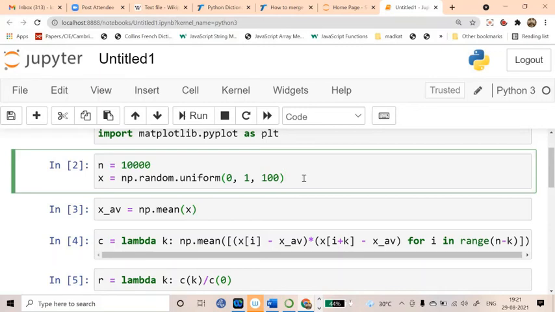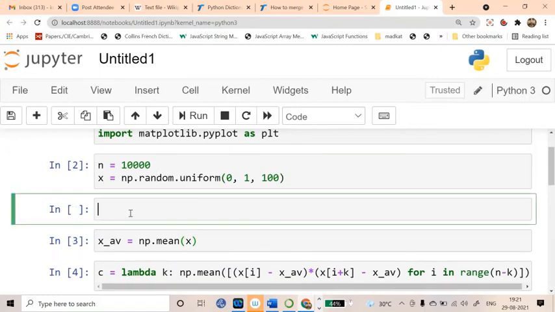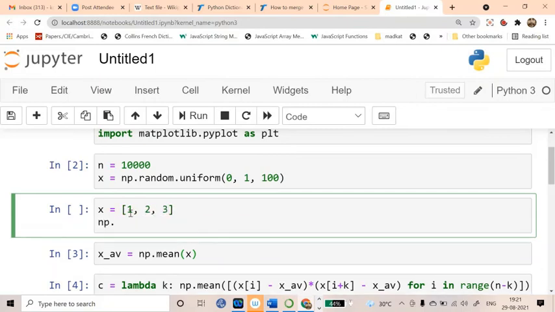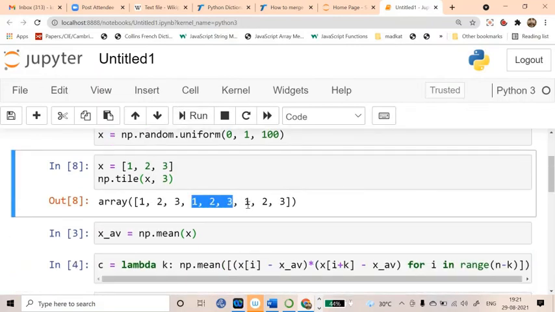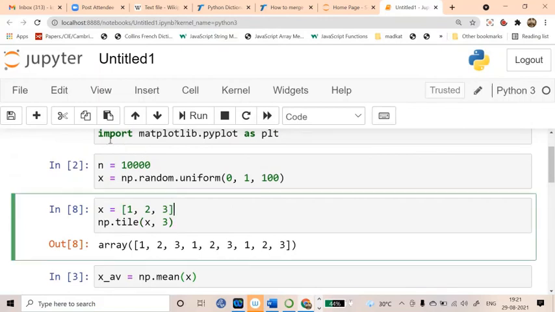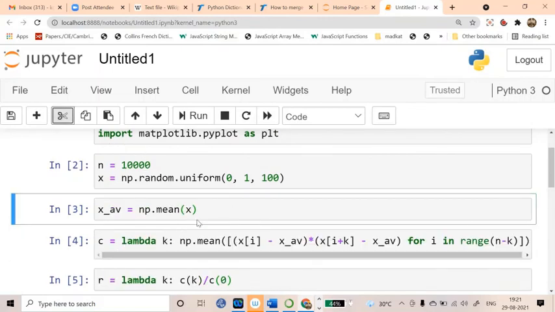There is a function called tile. Let me show you. Suppose x is 1, 2, 3, and if you write np dot tile x and 3 times, that means this will be repeated 3 times. So let me check. Yeah, 1, 2, 3, 1, 2, 3, 1, 2, 3, like this, right? So I will just use that.